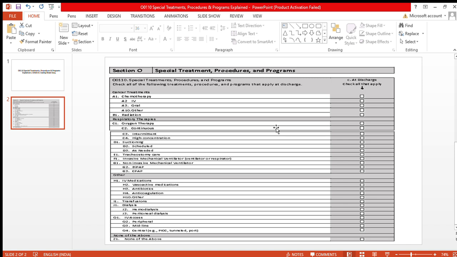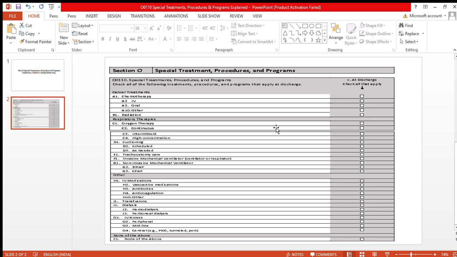I1 for the transfusion, meaning blood or blood product transfusion. J1 for the dialysis, meaning treatment to remove waste from the blood. J2 hemodialysis, meaning dialysis through a machine. J3 peritoneal dialysis, dialysis using the abdominal cavity.